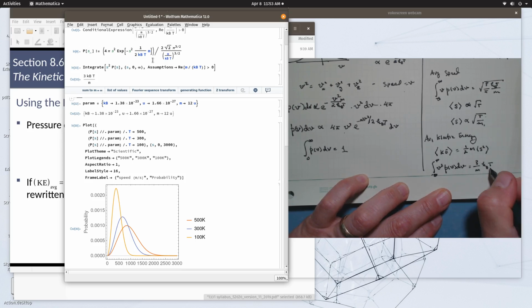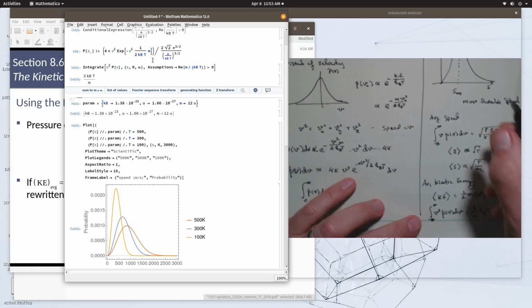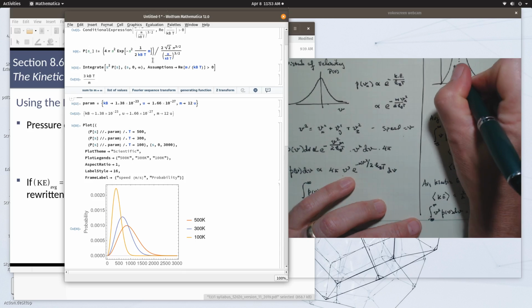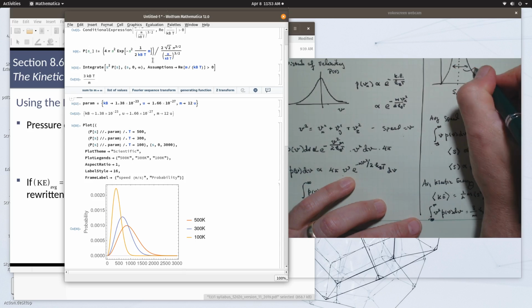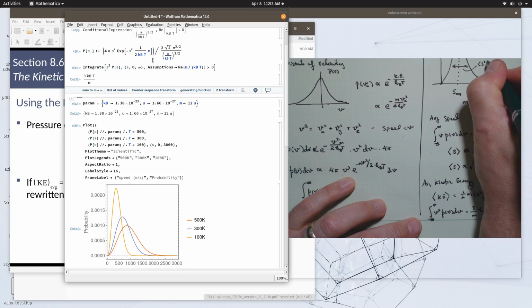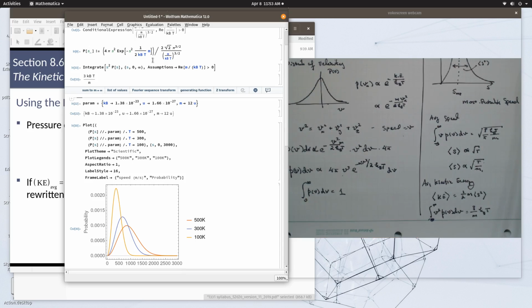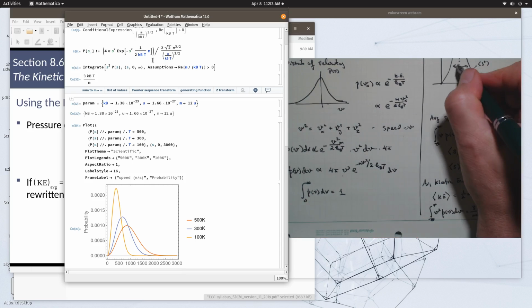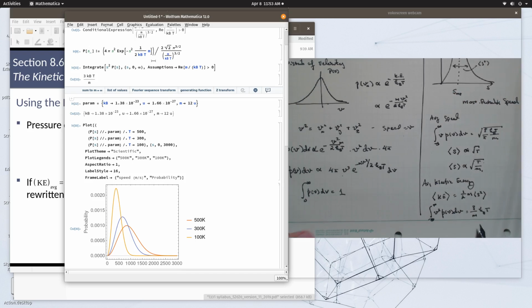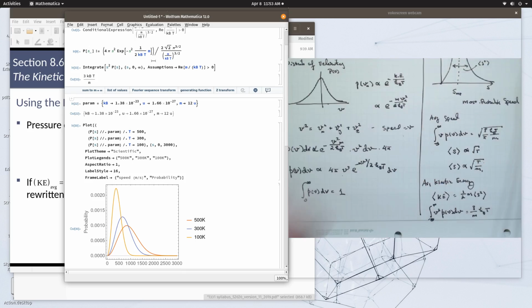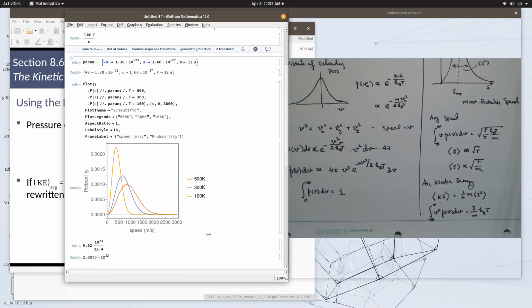So what that means, this is actually a measure of this width. This is related to s squared. Okay, that's related to how broad that distribution is. So as I decrease the temperature, this distribution narrows, and you can see that in my plot over here. As I decrease the temperature, the distribution of speeds decreases.